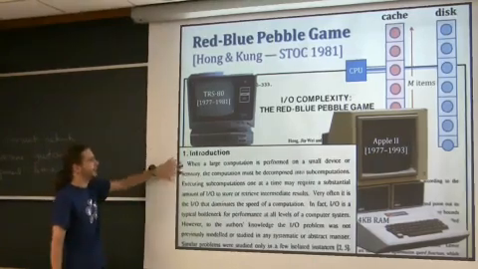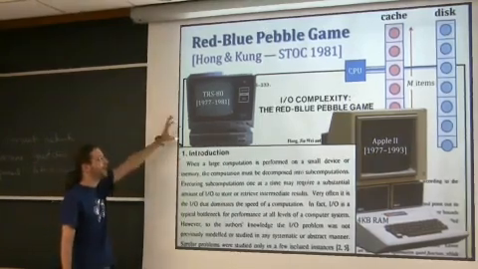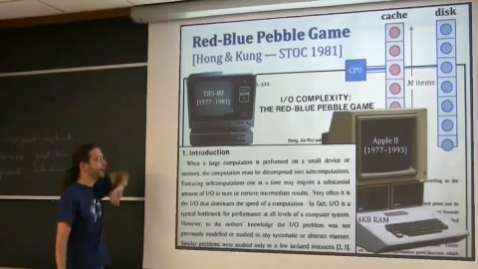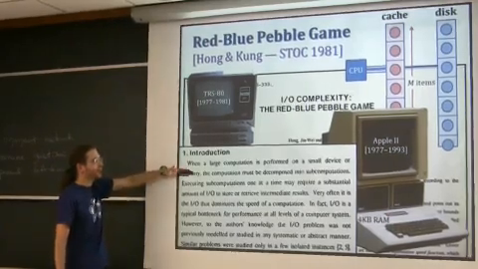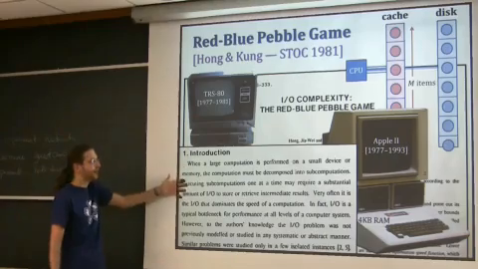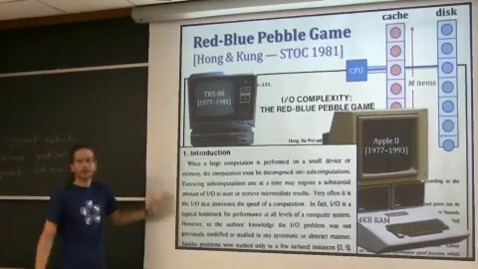They have this fun quote: when a large computation is performed on a small device, and at that point small devices were becoming common, you must decompose those computations into sub-computations. This is going to require a lot of I/O. It's going to be slow. So how do we minimize I/O?